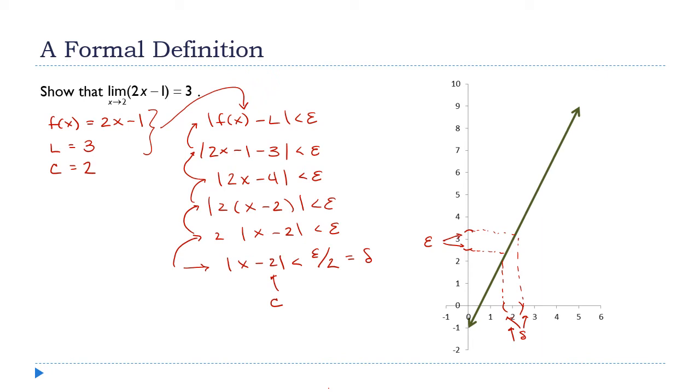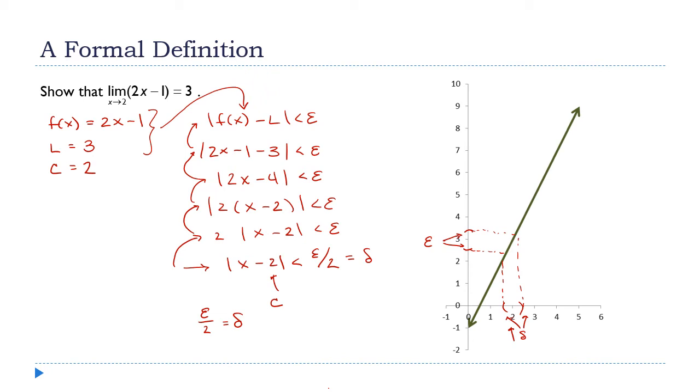I found the delta that corresponds to epsilon, and what is it exactly, right? I'm saying epsilon over 2 is delta. So that's where we stop. Delta is epsilon divided by 2.